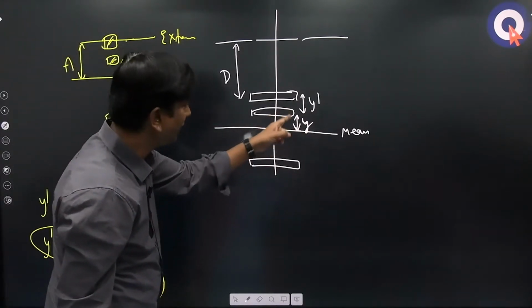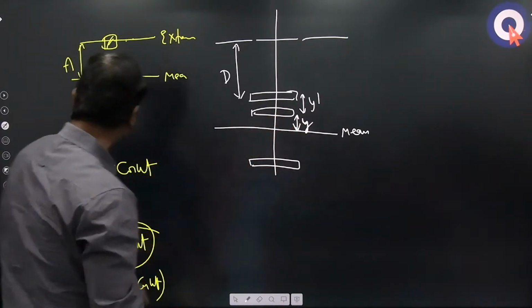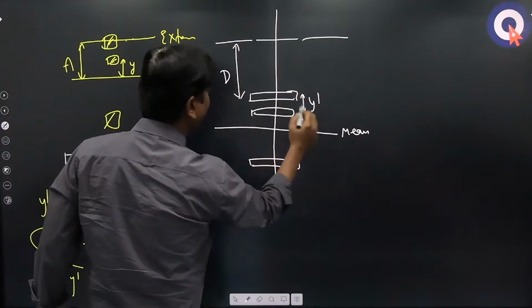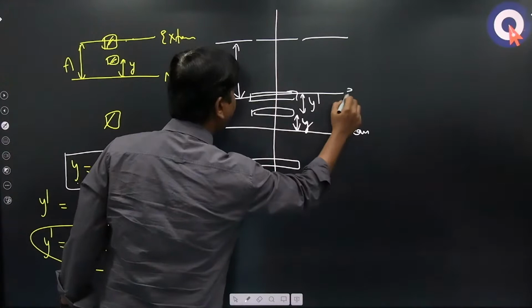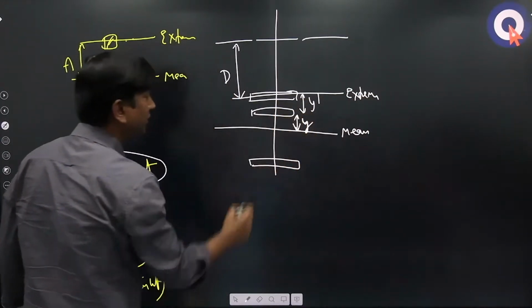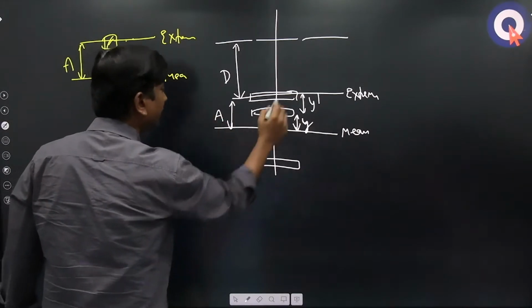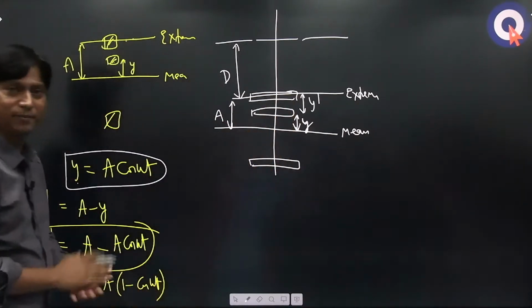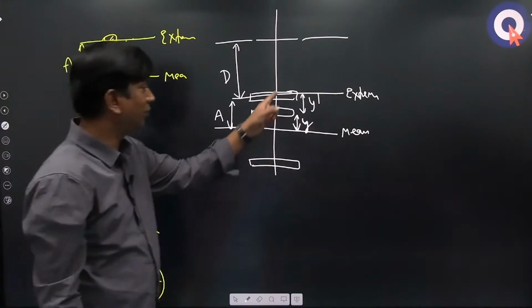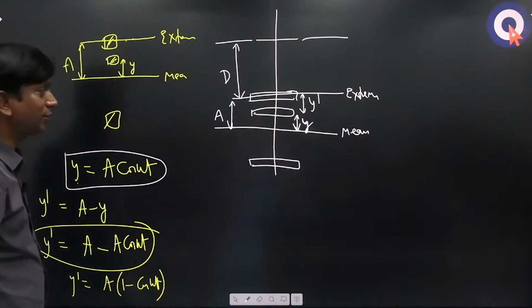The equation for Y means Y is measured from the mean position, then you will write it nicely like this. But if the same distance you are measuring from the extreme position, you will write Y dash, which is equal to A minus Y. That's what I have written, right? So Y dash is what? A into 1 minus cos of t.